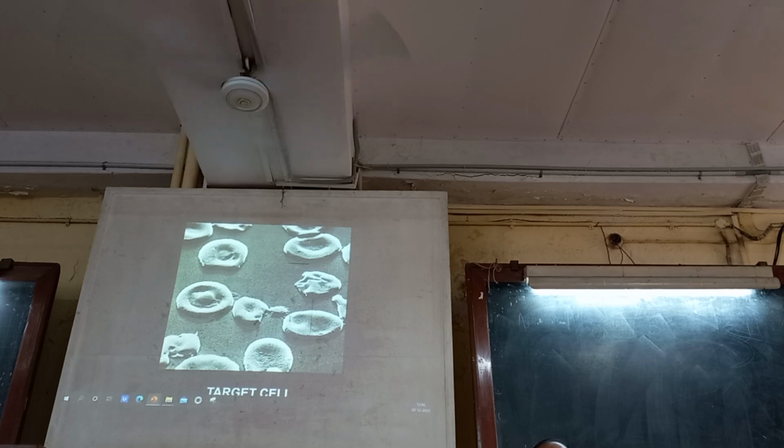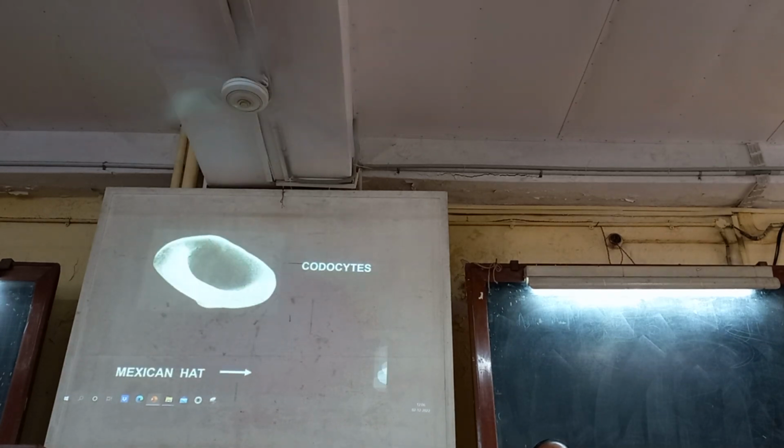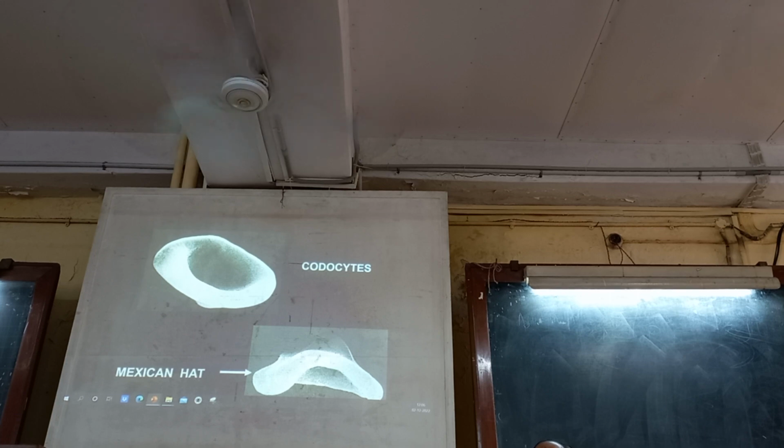If you look at the thalassemic cell in 3 dimensions, this is the surface view. If you look at it from the side view, it looks like a cap, a Mexican cap, podocyte.